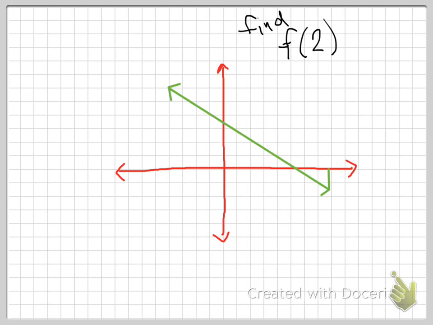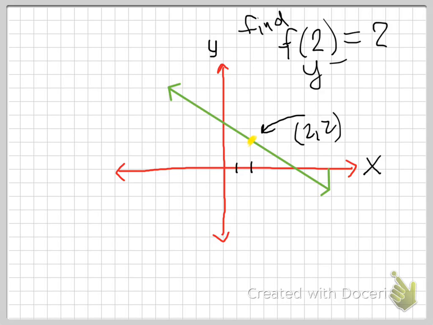So they're asking you what happens when you put a 2 in for the x. So this is your x-axis, and this is your y-axis. So you find 2 on the x-axis, and then you look to see where your function hits x being 2, and what your y is at that point. So at that point right there, the y is also 2. The point right there would be (2, 2). And so f of 2 is 2. Because remember, f of 2 is the same thing as y.